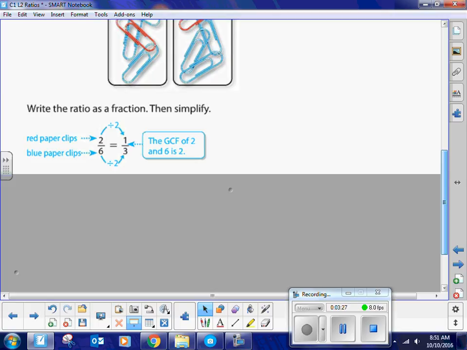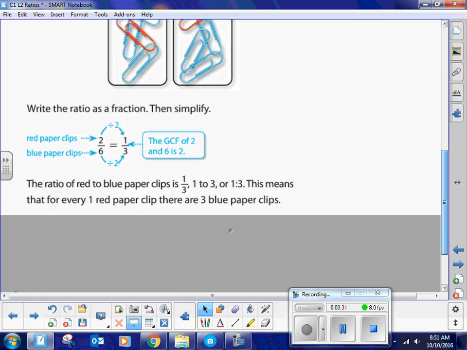Okay, so we write the number of suns first. We count them. 1, 2, 3, 4. There are 4 suns. All right? And there are 1, 2, 3, 4, 5, 6 moons. All right? Now, 4 and 6, they're both even. So we need to see what the greatest common factor between both of them is.